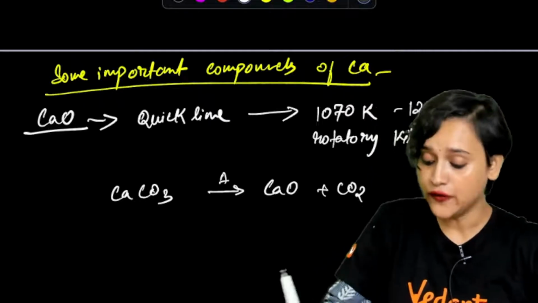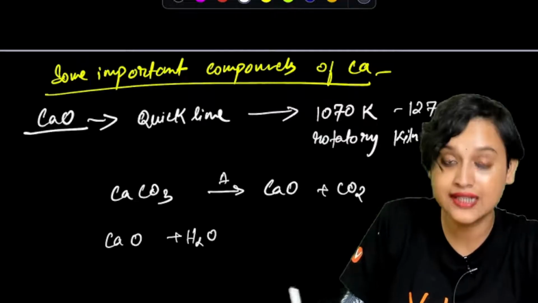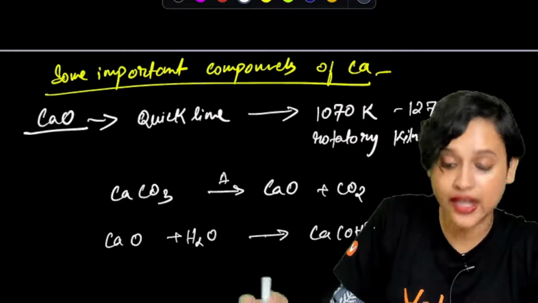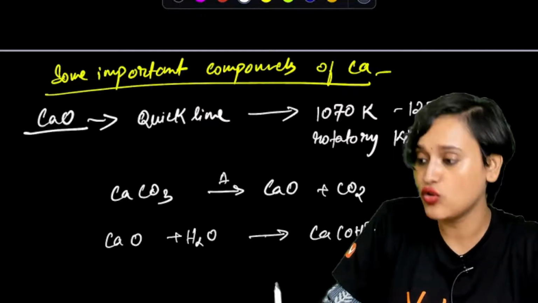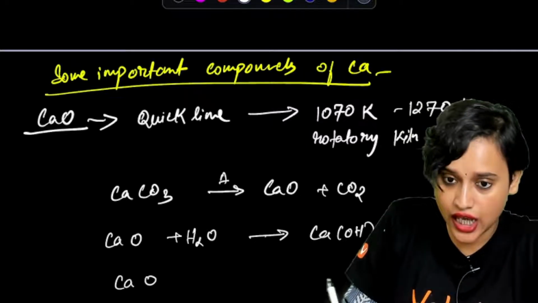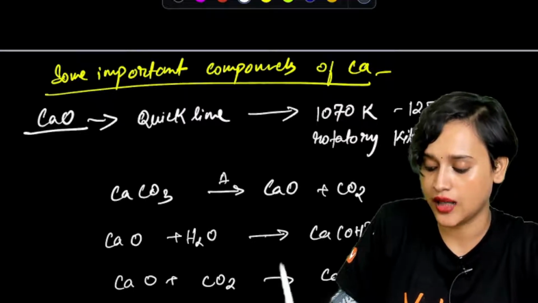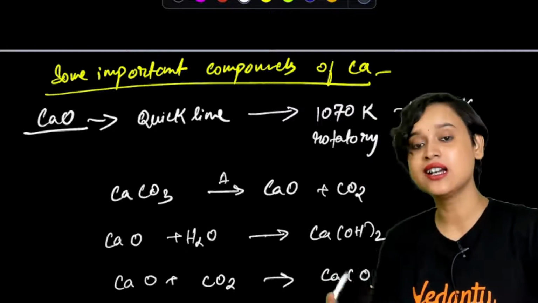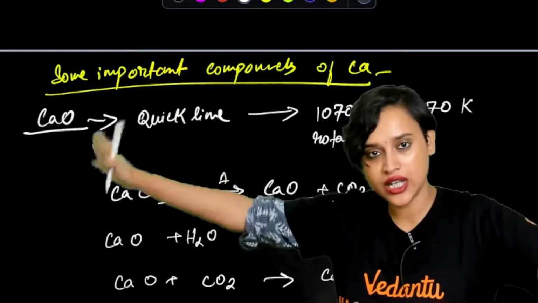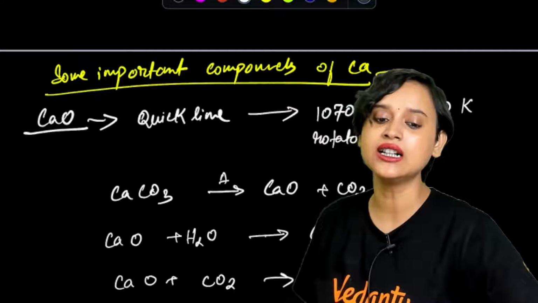Now, if you take this calcium oxide and add water, on hydrolysis it will give you calcium hydroxide, Ca(OH)2. And then CaO plus CO2 will also give you calcium carbonate. So basically, this reaction is reversible. You take the calcium oxide, and again you can get the calcium carbonate.